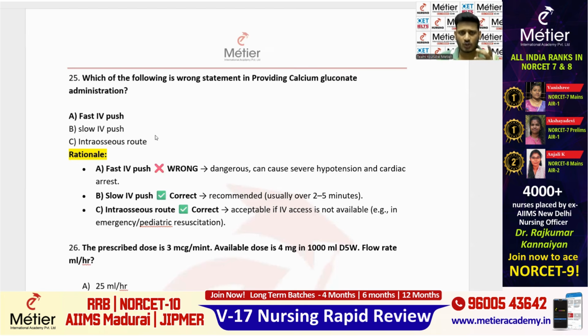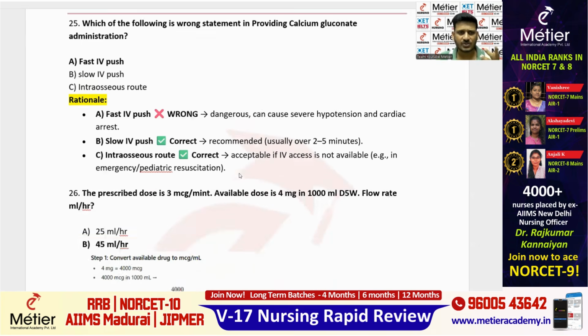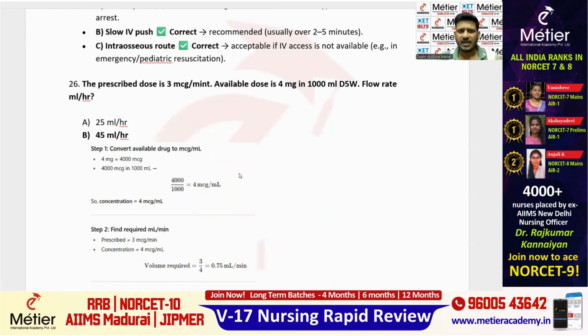And if the veins are not at all possible to insert in, then the second option is intraosseous, in the bones. Okay, all the things I have given in the rationale also. Just pause the video and read it out. 26th question, it is a calculation question. Please look into that very carefully.